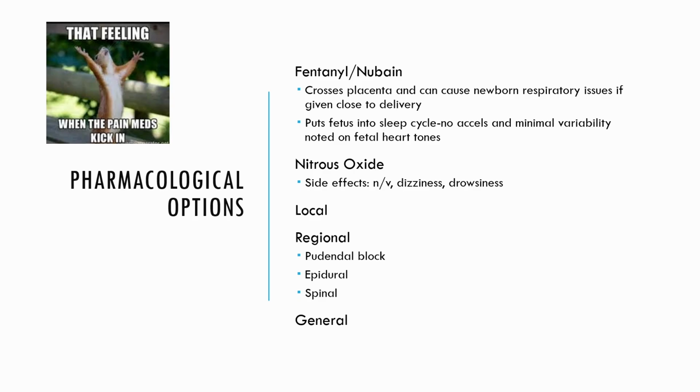So if we're going to give her fentanyl, if we're going to give her a morphine, we want to do it earlier on in this phase 2 of labor. So maybe 6, maybe 7 centimeters, because we want to have enough time for that to get out of the system before this fetus is born.